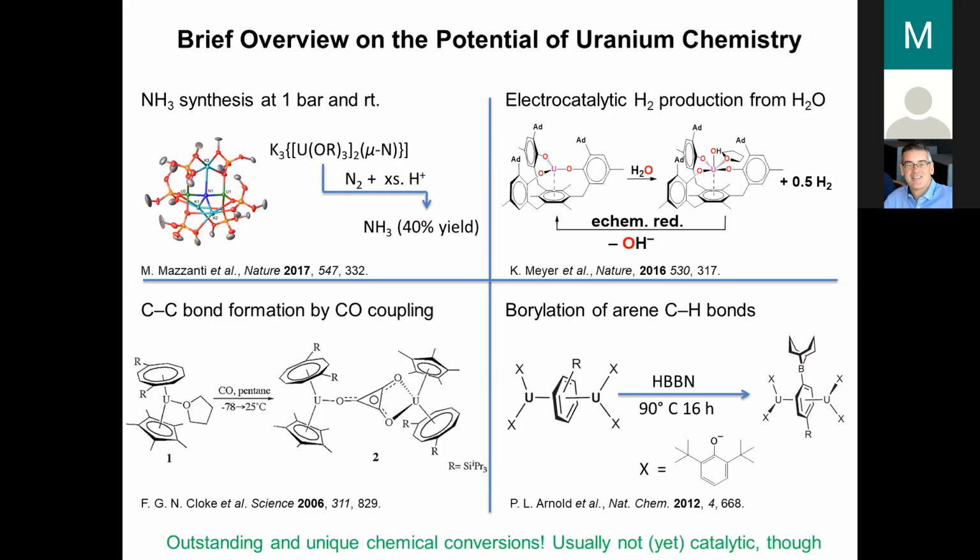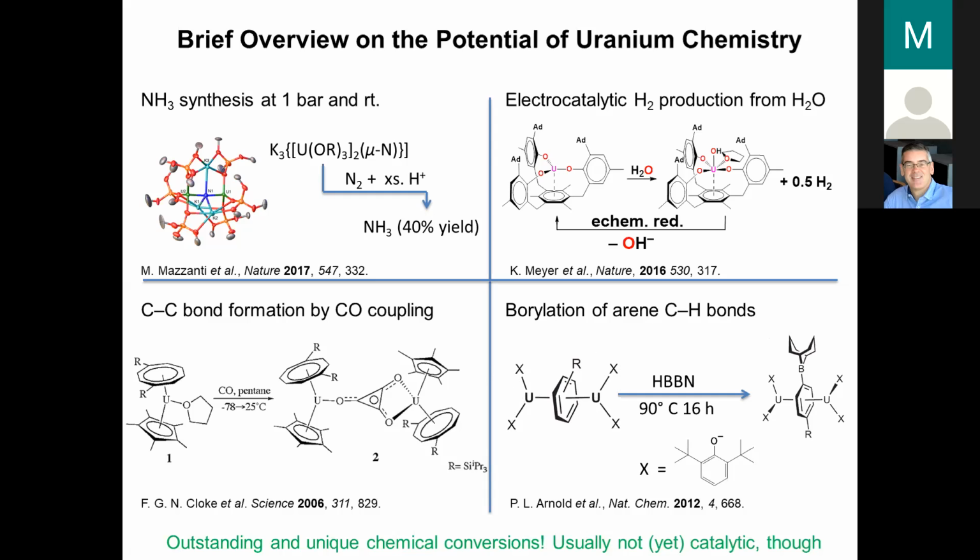And the last reactivity that I want to highlight on this brief slide is the borylation of arene CH bonds, where you have seen the kinds of covalent interactions that can occur between uranium ions and the pi system of arenes. And in this particular case, the uranium ions activate the CH bond of an arene that is activated in this inverse sandwich complex geometry, as this is called.